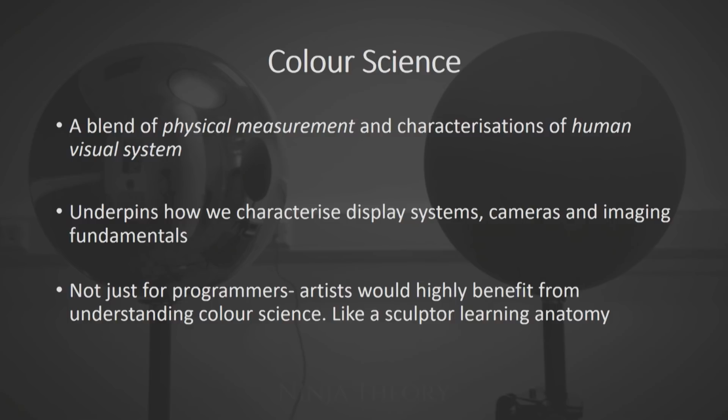Okay, so what is color science? Color science can be described as a blend of physical measurement and characterizations of the human visual system. So for us as artists, what this means is when we're working in our digital displays, RGB color spaces, every way that that's designed is underpinned by the science behind color and light. And I really don't think it's just for programmers and engineers to be familiar with, right? I think having a good technical underpinning really informs the creative side of what we do too. I see it like a sculptor learning anatomy, and it really does inform their more creative side, having that technical underpinning.